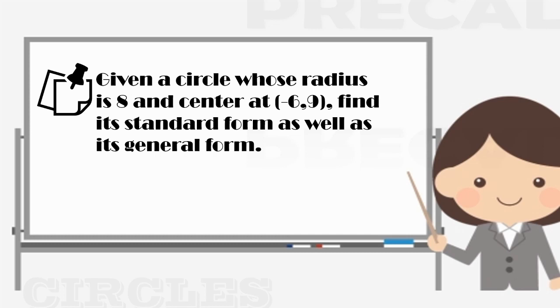For your assignment, given a circle whose radius is 8 and center at negative 6 and 9, find its standard form as well as its general form. So, pwede nyo i-comment down below yung mga answer nyo. And then, sasagutin ko kung tama ba ito or hindi. So, let's see kung may natutunan kayo sa tinuro ko.